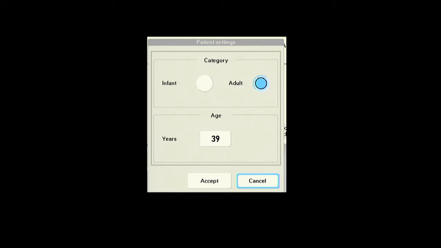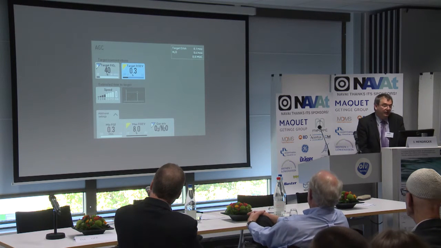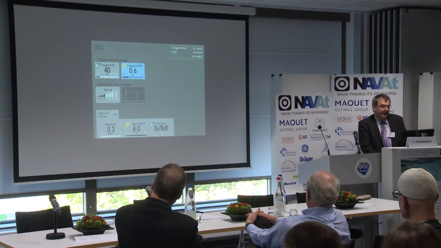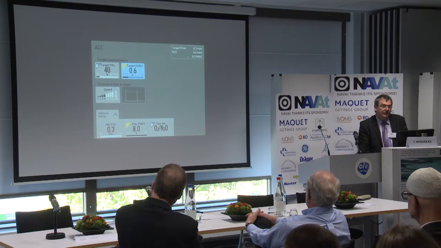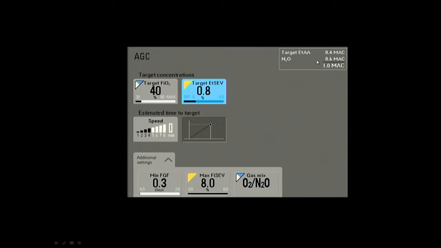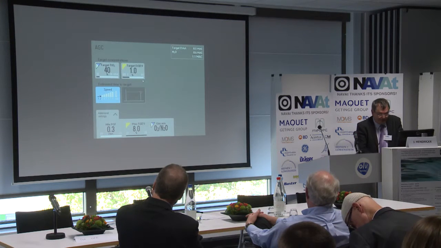Now, the nice thing is that if you enter this covariate here, age, all this information is actually contained in this device here. If I increase my target concentration here, you will see that the machine will automatically give me the total MAC of the nitrous oxide and the end-tidal here. And in my patients, actually, I use 1.1 MAC, 40% FiO2, and a speed of 2. You can also select the rate of rise. Most often, I use a speed of 2. So we're all set now.